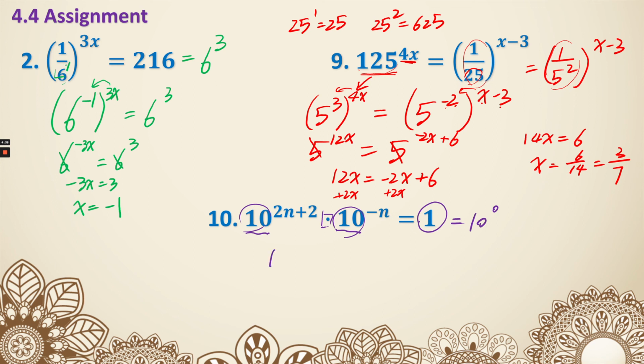So it's going to be 10 to the 2n plus 2 plus a negative n on the left side, and the right side is going to be 10 to the 0 power. Now they do have the same base, so get rid of the bases. 2n minus n is going to be n plus 2, which equals 0. Subtract 2 on both sides, n equals negative 2.